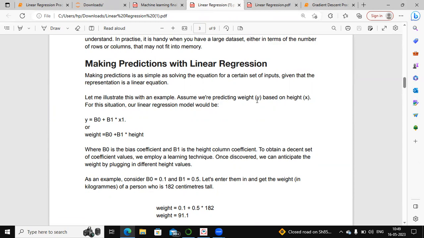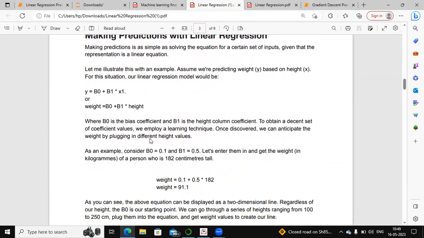Assume we are predicting weight y based on height. For this situation, a linear regression model will be y is equal to b0 plus b1 times x1. That is, weight is b0 plus b1 times height, where b0 is the bias coefficient and b1 is the height column coefficient. To obtain the best set of coefficient values, we employ the learning rate technique. Once discovered, we can predict the weight by plugging in different height values.